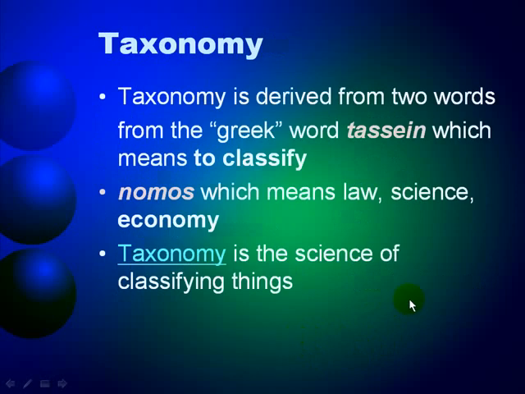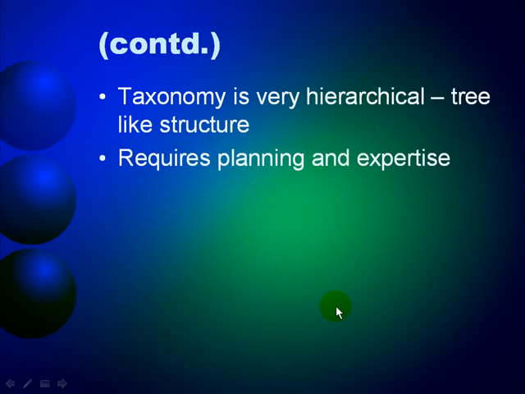All right, let's look at what is taxonomy. Taxonomy is derived from two words, from the Greek word taxis, which means to classify, and nomos, which means law, science, or economy. Taxonomy is the science of classifying things. How nice. Taxonomy is very hierarchical. It has a tree-like structure, requires a lot of planning and a lot of expertise.